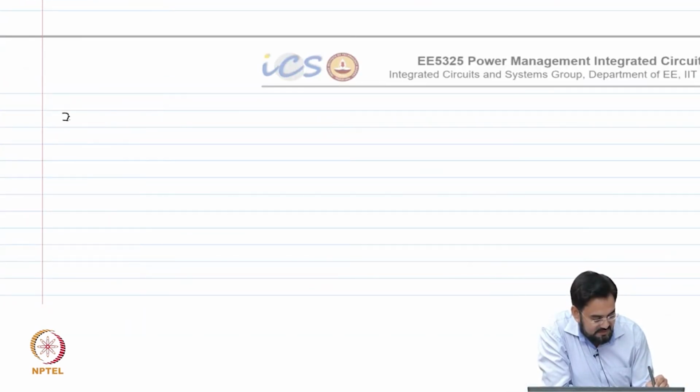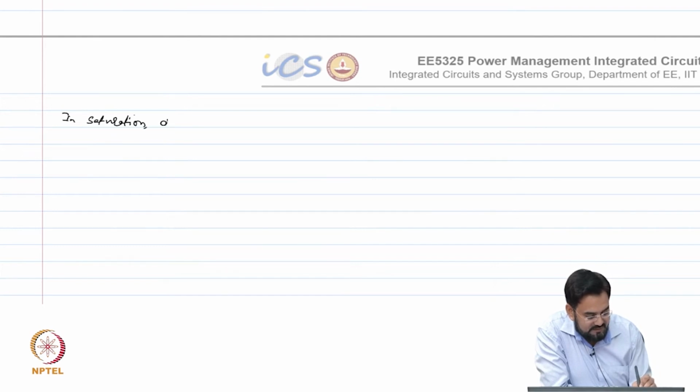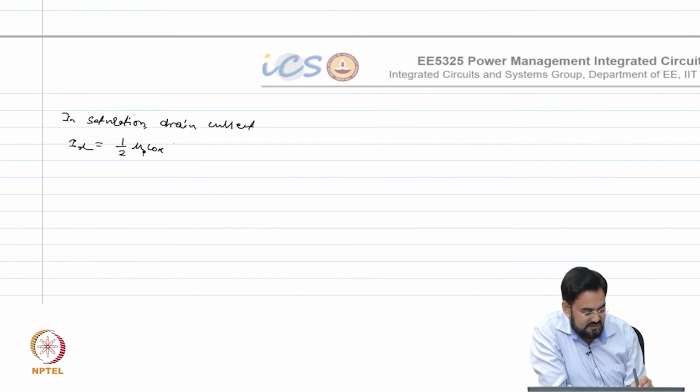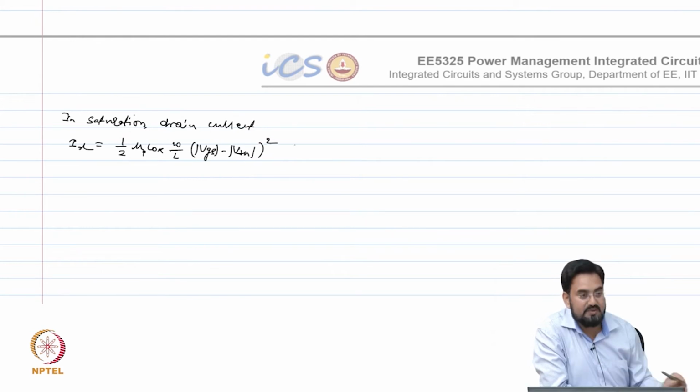So, in saturation, drain current ID is given by 1 by 2 mu Cox, or I will call it mu P because if you are looking at PMOS, mu P Cox, what else, W by L, modulus of VGS minus VTH. I am putting in the modulus because we are interested only in the positive value. Okay.